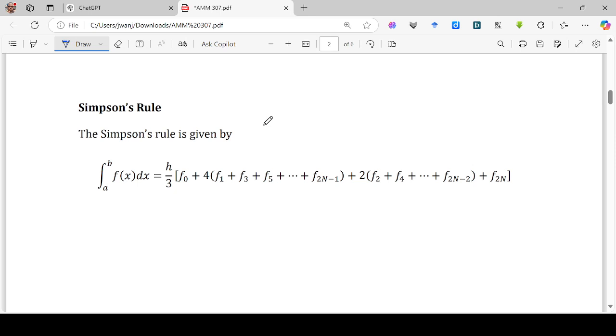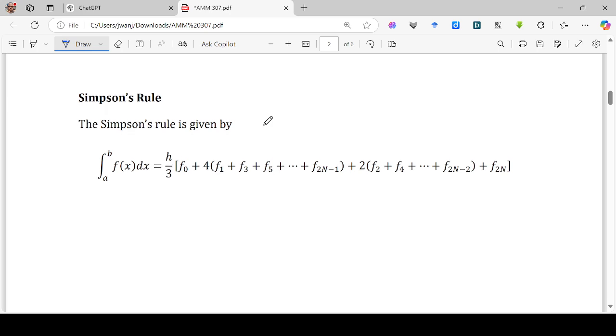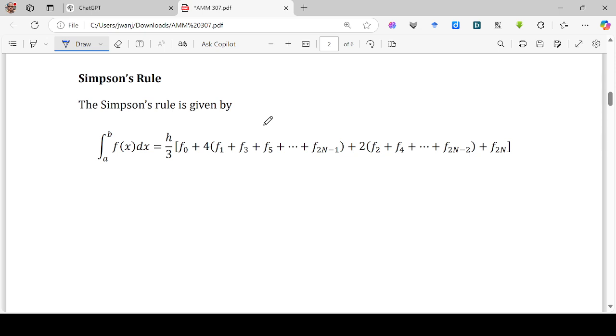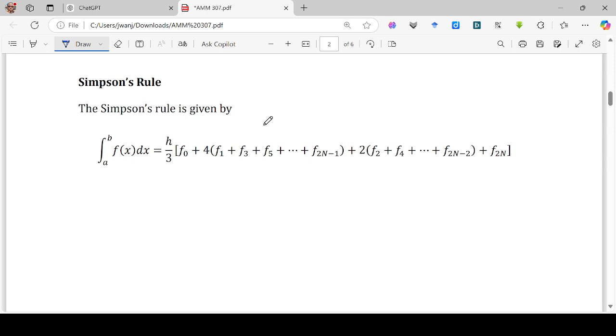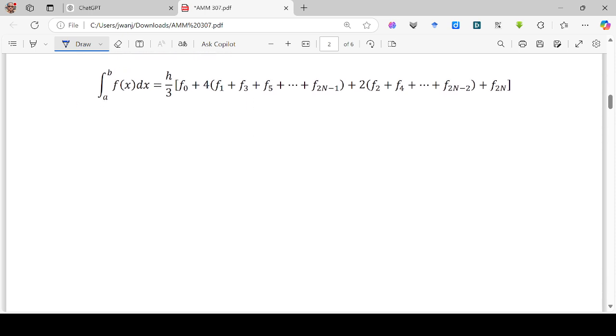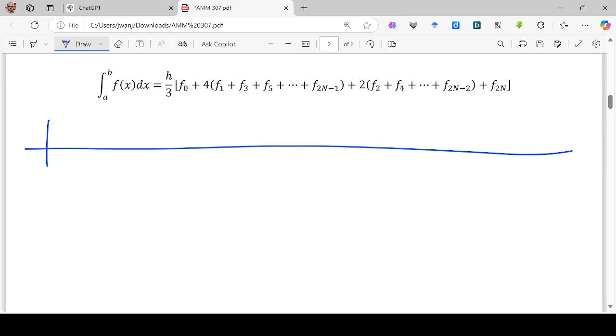Now, Simpson's rule, the Simpson's 1/3 rule in this case, is another technique that can be used to evaluate this integral. For Simpson's rule, we require that the number of ordinates be odd, so the number of intervals is even. In our case, we have 11 ordinates and 10 intervals, so the condition is satisfied.